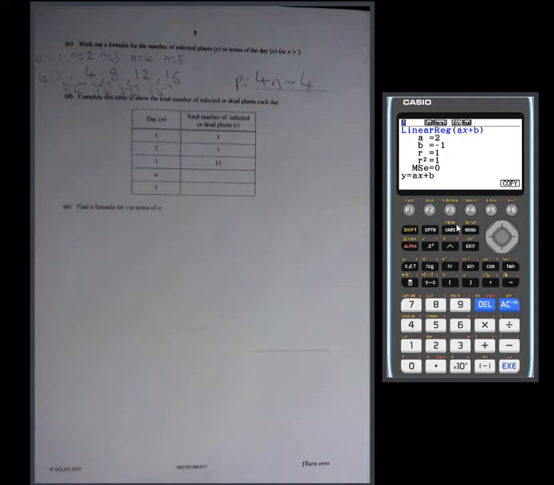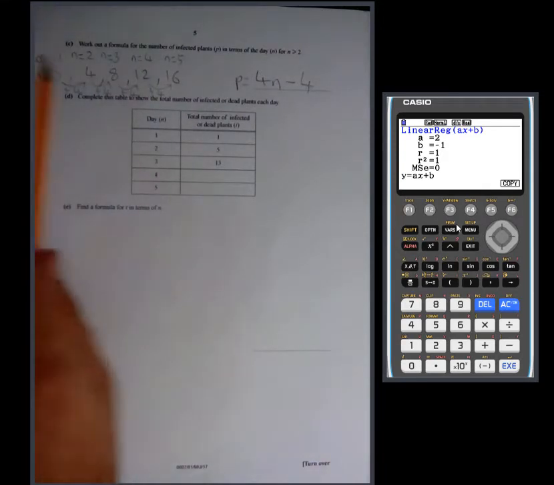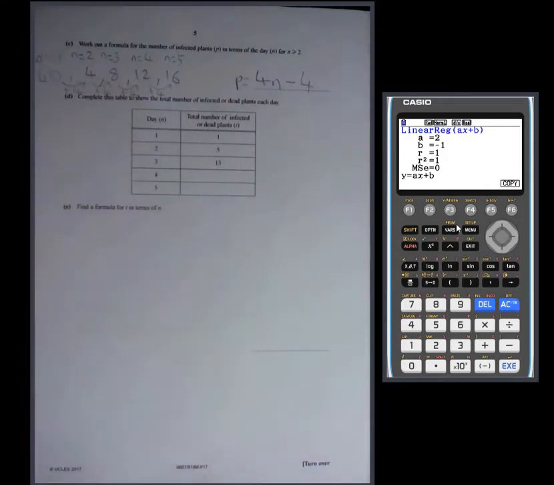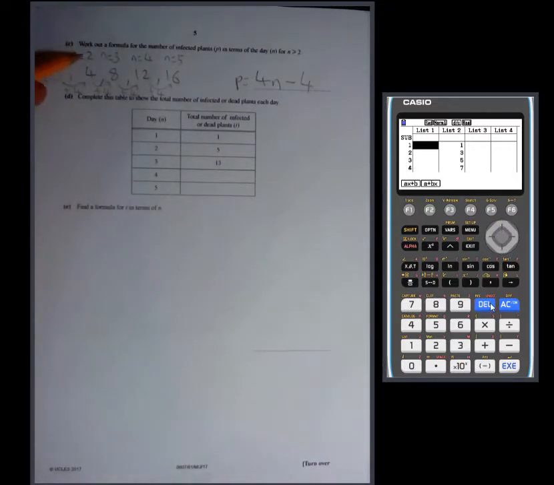Another thing you could do, if you aren't comfortable with what I just did, you can go back to the regression tool. What you do have to do is alter your n values, because it doesn't start from 1. So I'm going to delete these, and I'm going to start from 2. So I'm going to put 2, 3, 4, 5, and then I'm going to put the sequence in, which was 4, 8, 12, 16.